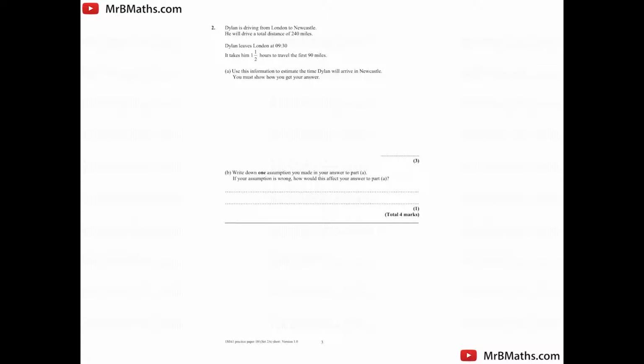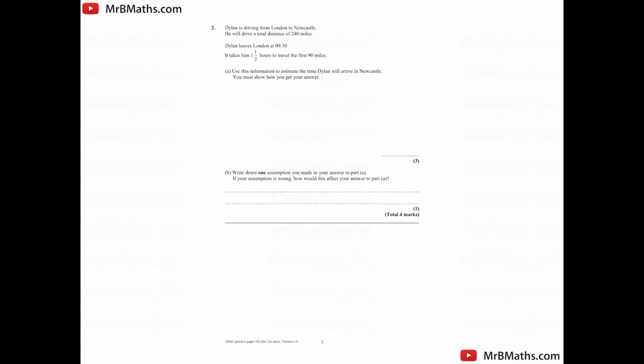Okay, so on to question 2. Dylan is driving from London to Newcastle. He will drive a total of 240 miles. Dylan leaves London at 9:30. It takes him 1.5 hours to travel the first 90. Use this information to estimate the time it will take him to arrive in Newcastle.